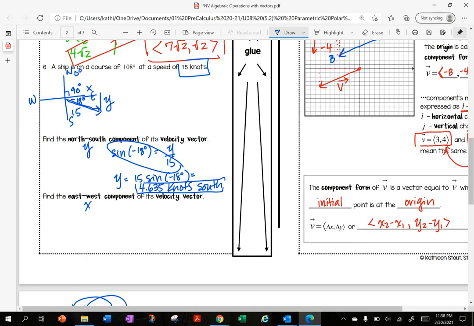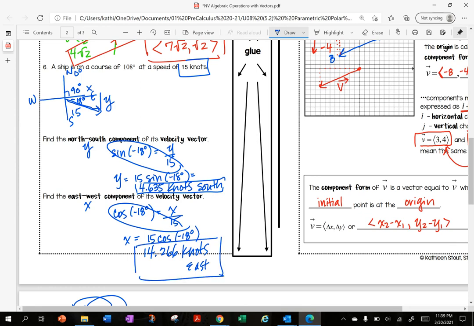And the east-west component is cosine, so cosine of negative 18 degrees equals x divided by 15. So x equals 15 times the cosine of negative 18 degrees, which is 14.266 knots east, because I'm going to the right. And that's it.